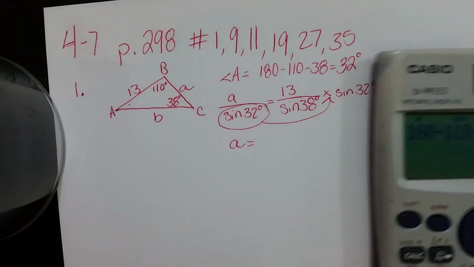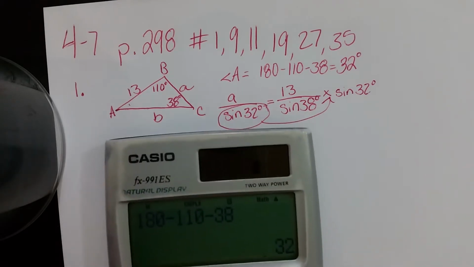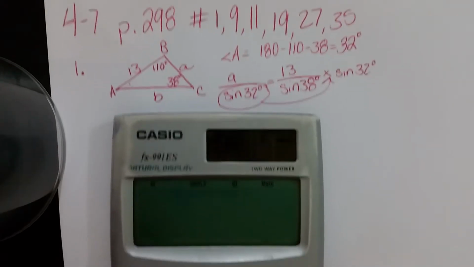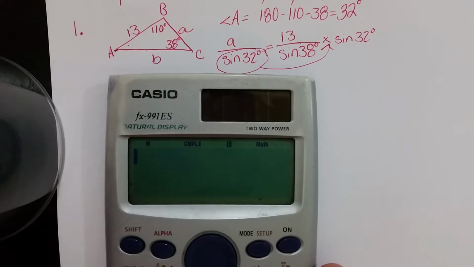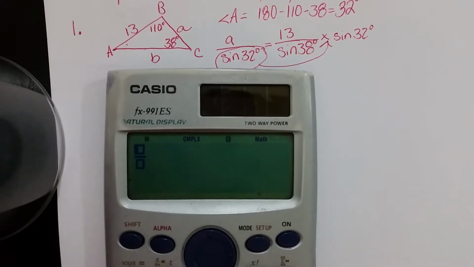So I'm just going to use the calculator to set that up. Hopefully you can see it there. Move it down so the lighting's a little better. So basically I'm setting up a fraction, 13 on top, sine 38 on the bottom.